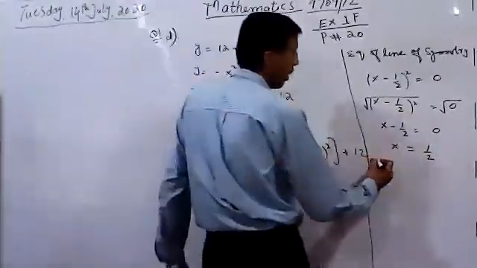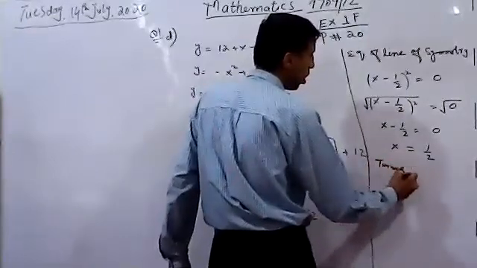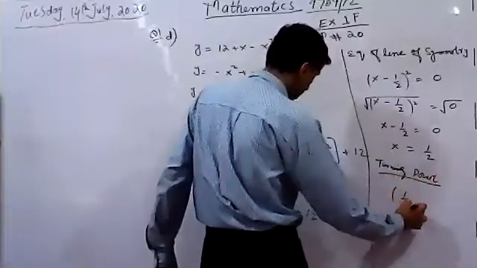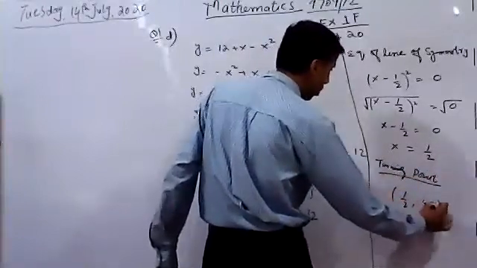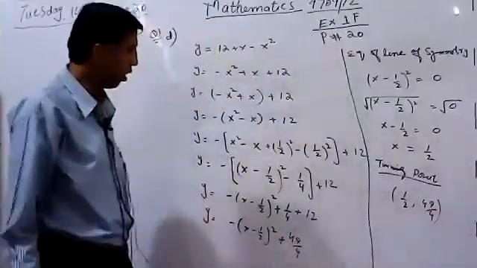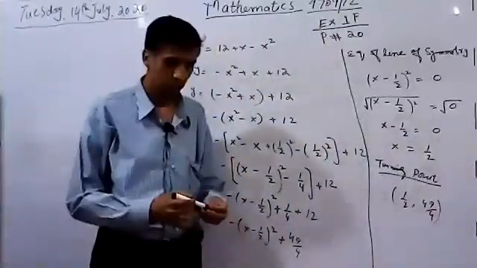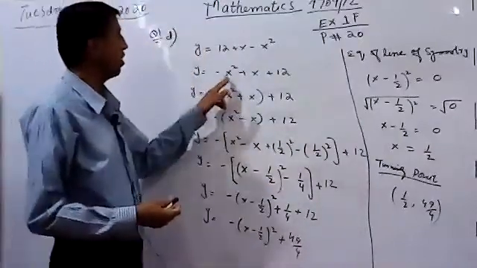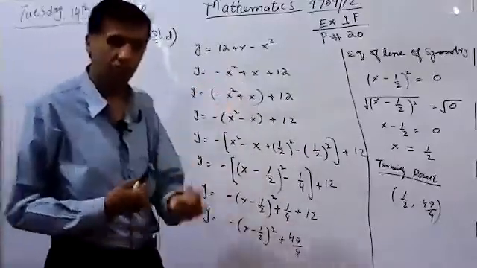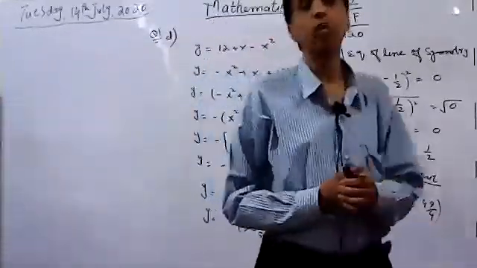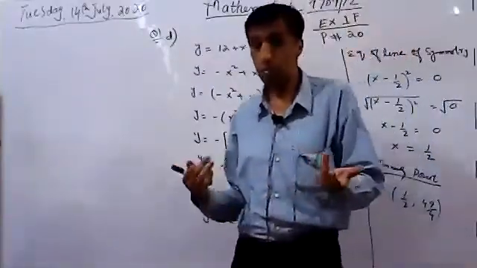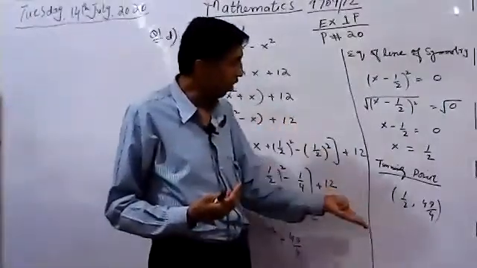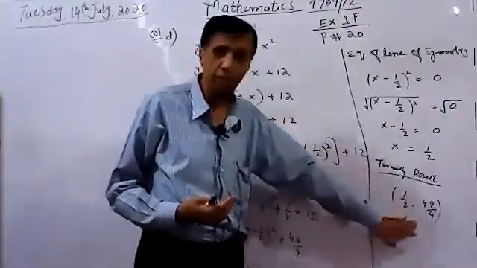Now the turning point, (1 by 2, 49 by 4). This would be the turning point. Here the coefficient of x square is negative, so it is the maximum point. If it asks whether this is a maximum or minimum, then you will write it is the maximum point. If it asks about the turning point, then you will write it in this bracket form.